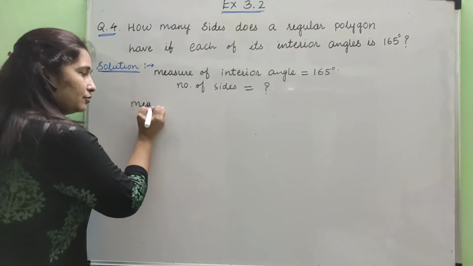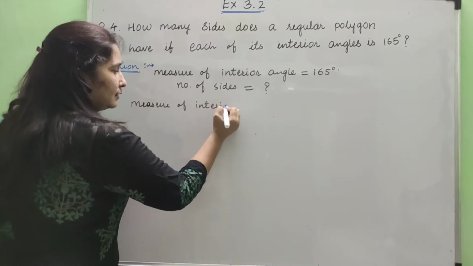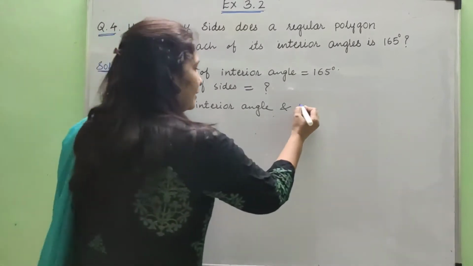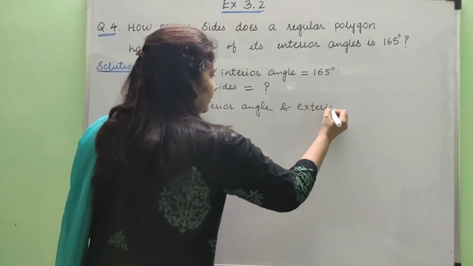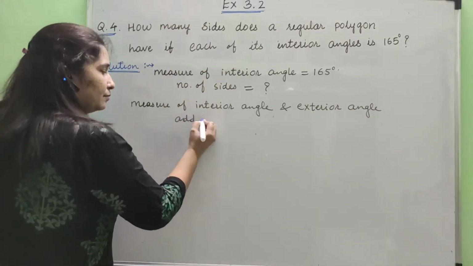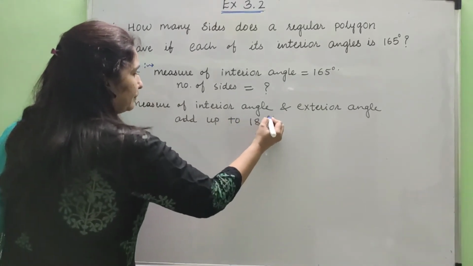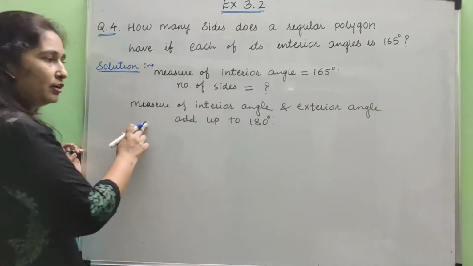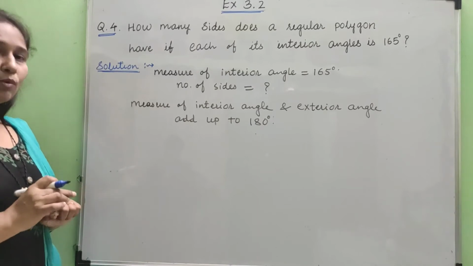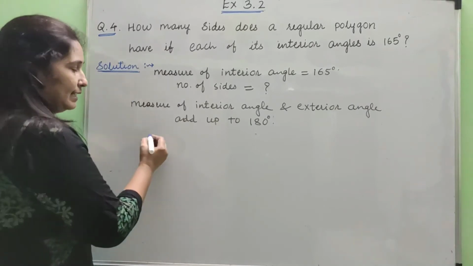Measure of interior angle and exterior angle add up to 180 degrees. Right? This property we have already learned. So to find the exterior angle, we will subtract 165 degrees from 180. Then you will get the measure of the exterior angle.